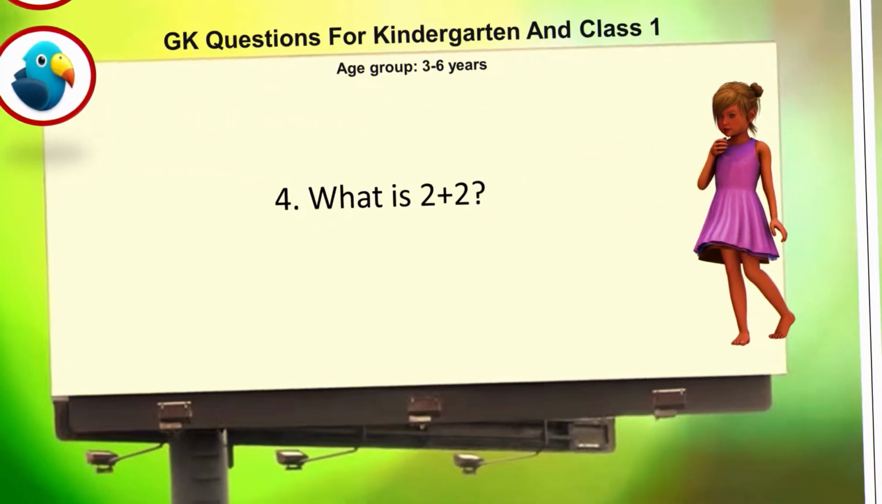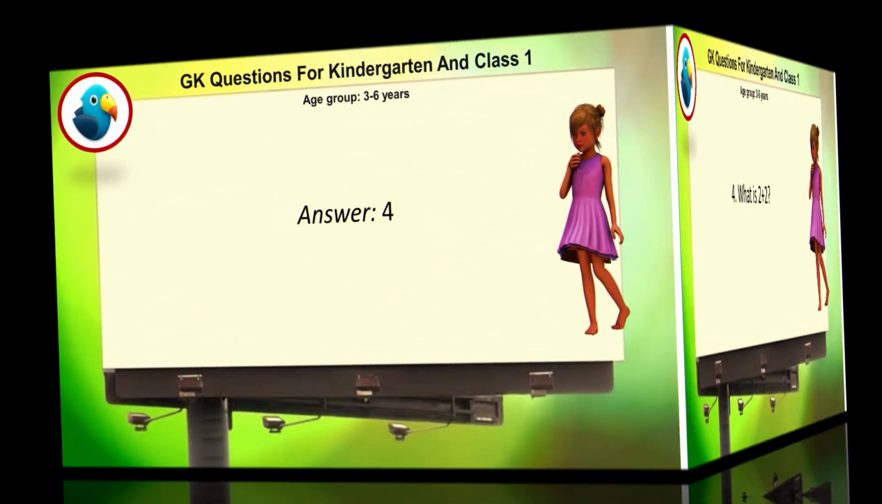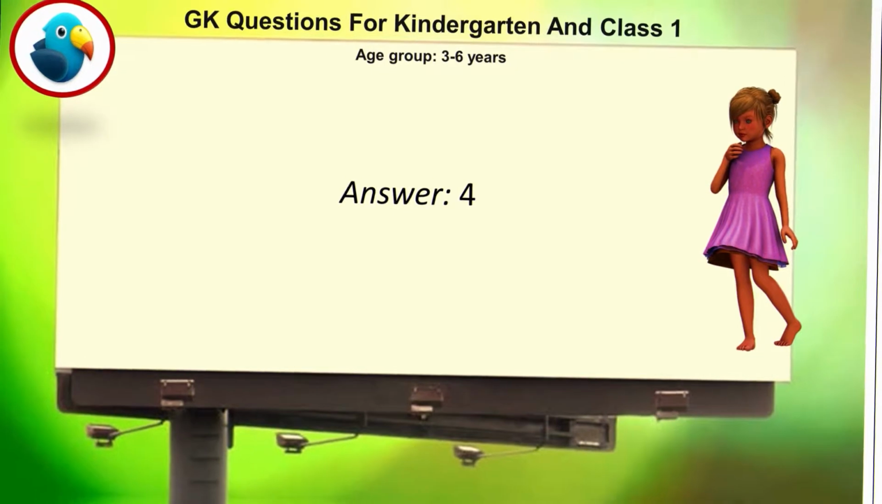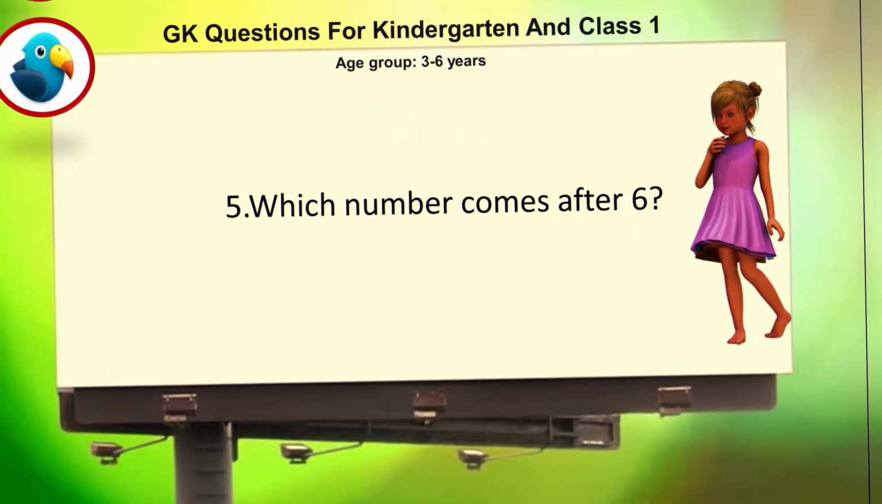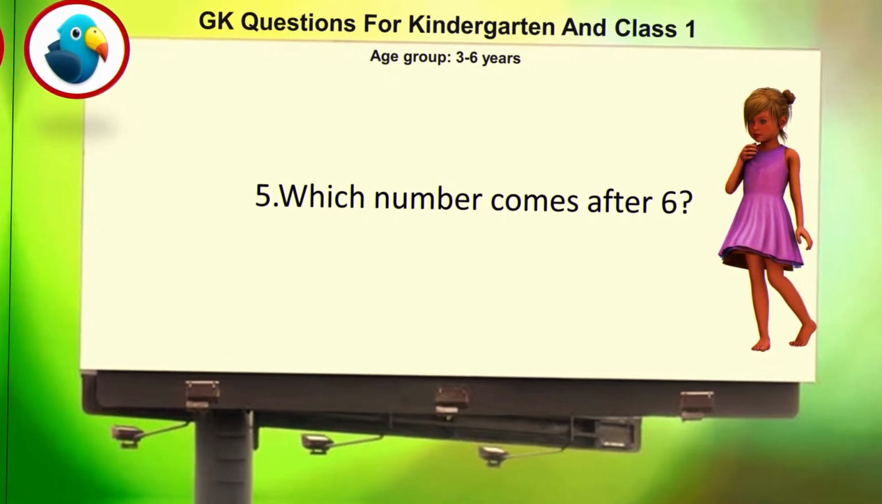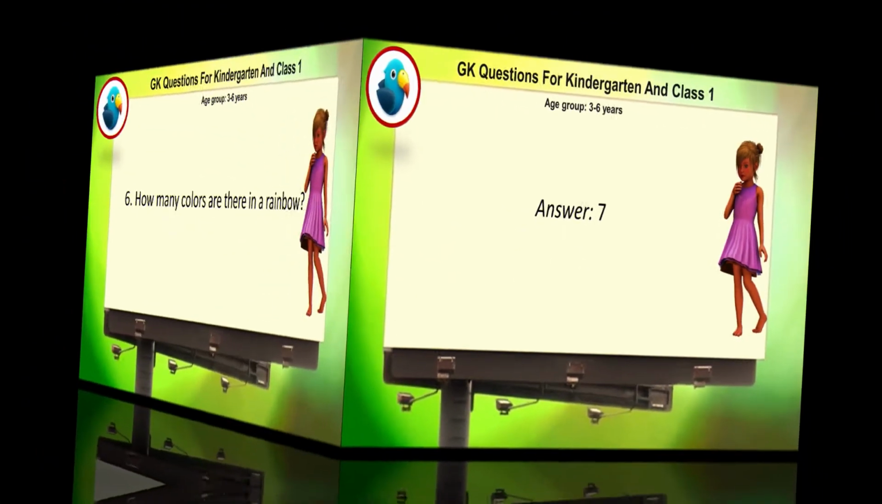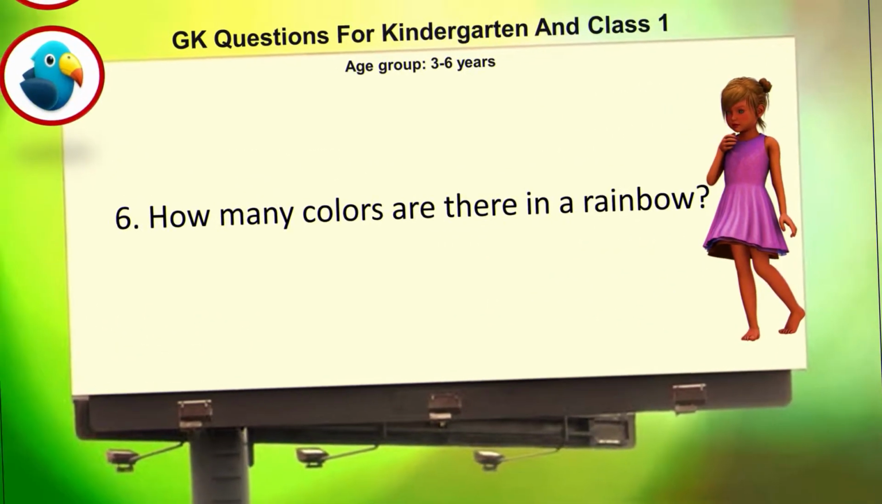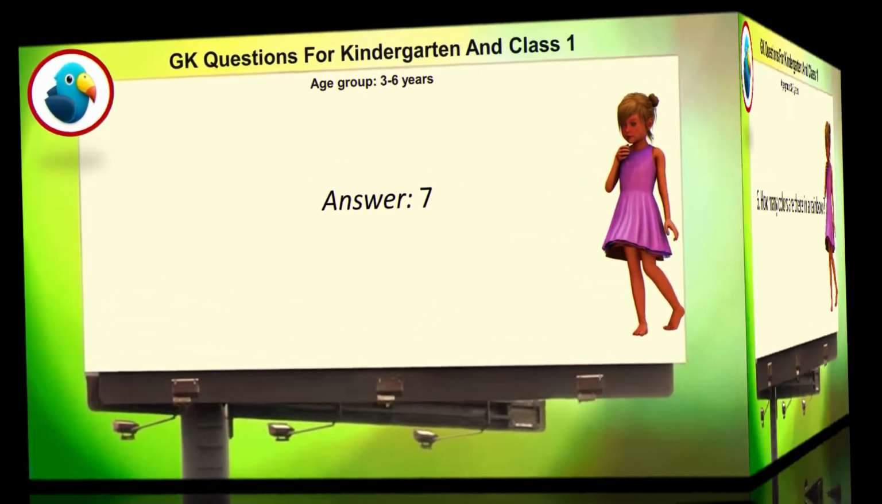What is 2 plus 2? Answer: 4. Which number comes after 6? Answer: 7. How many colors are there in a rainbow? Answer: 7.